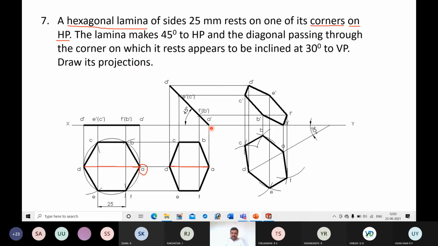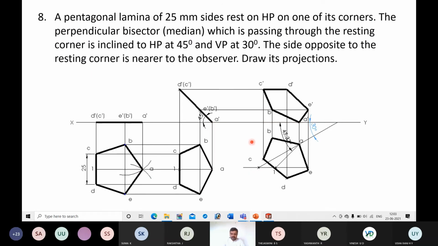Next, I will consider the last problem of today's class, and I will show the complete procedure of this problem using SolidWorks. A pentagonal lamina of 25 mm sides rests on HP on one of its corners. The perpendicular bisector, also known as median. In a few problems, instead of giving the perpendicular bisector, they may give the median. The meaning is the same. They can use perpendicular bisector or median, both are the same.